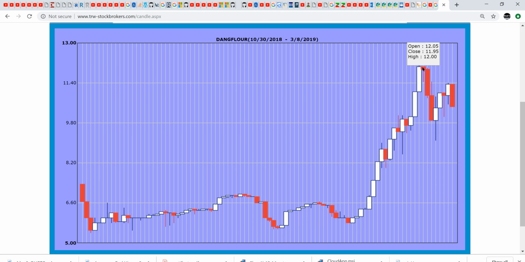This is so much money. Trust me, this is so much money. Here it closes at 12 naira 50 kobo. So much money. What could you have done with this money?